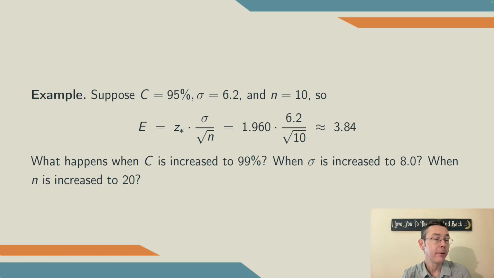I'd like to know what happens when the confidence level is increased, say to 99%, or alternatively, when the population standard deviation is increased, say to 8.0, and then again alternatively, when n is increased to 20. So I want to do each one of these three separately. This is a good place to pause the video and try getting answers to these. First, give me an answer on general principles about what happens when these things are increased, then actually do the computations.